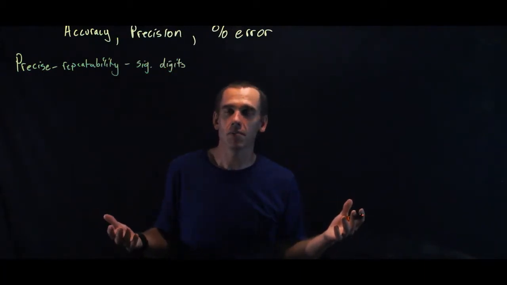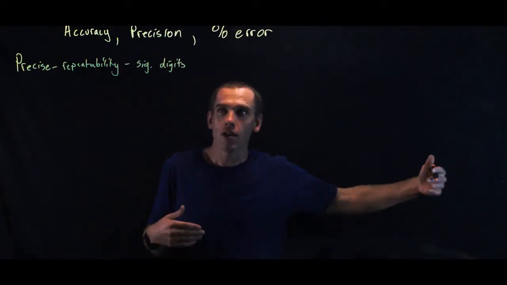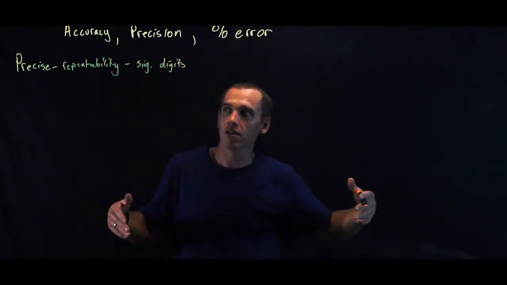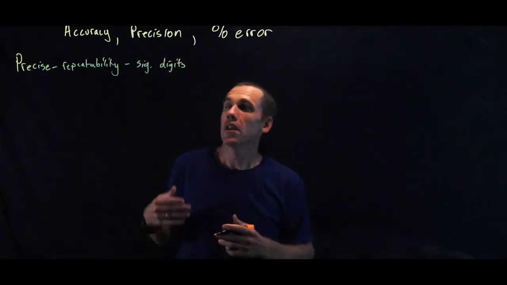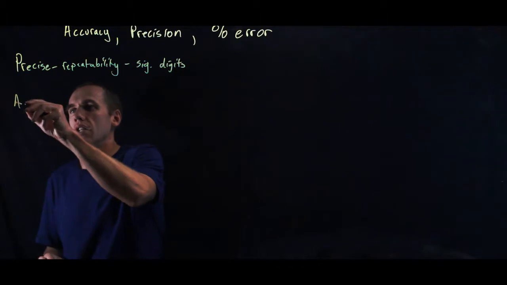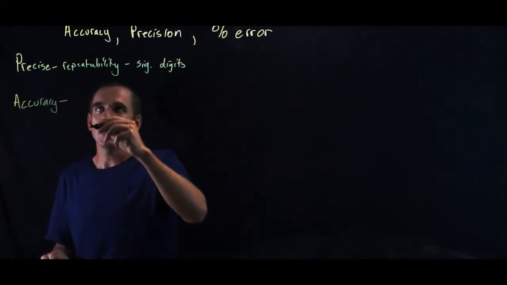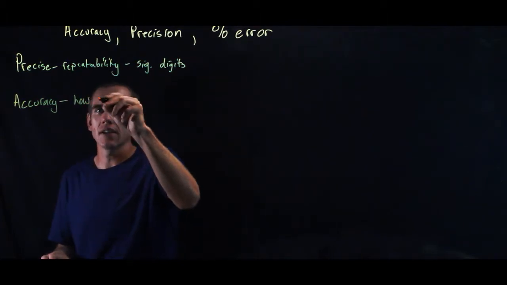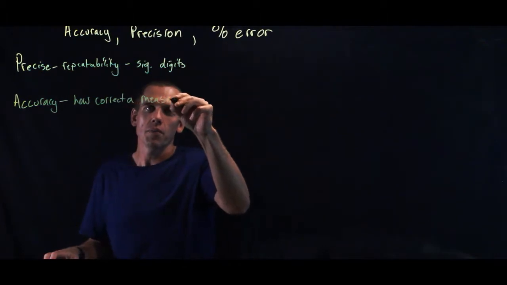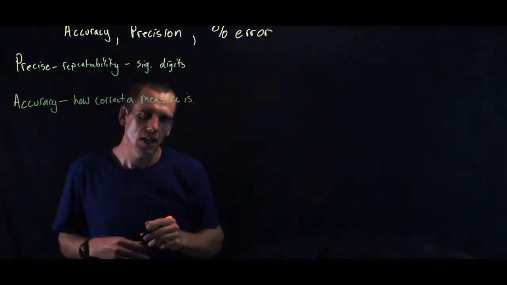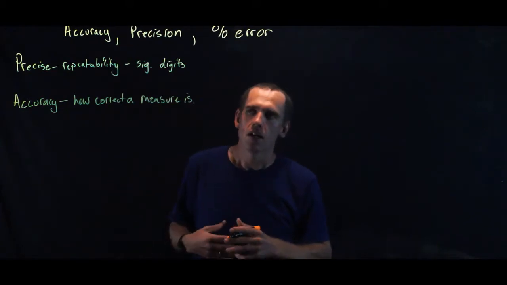Remember that last place in a measurement is always estimated, and the further that last place is to the right, the more numbers we'll have in agreement, so the more repeatability we'll get with a precise measuring device. Now, accuracy is something entirely different. Accuracy is how correct a measure is. Okay? Now, what that means is how close to the correct measurement you get with your measuring device.